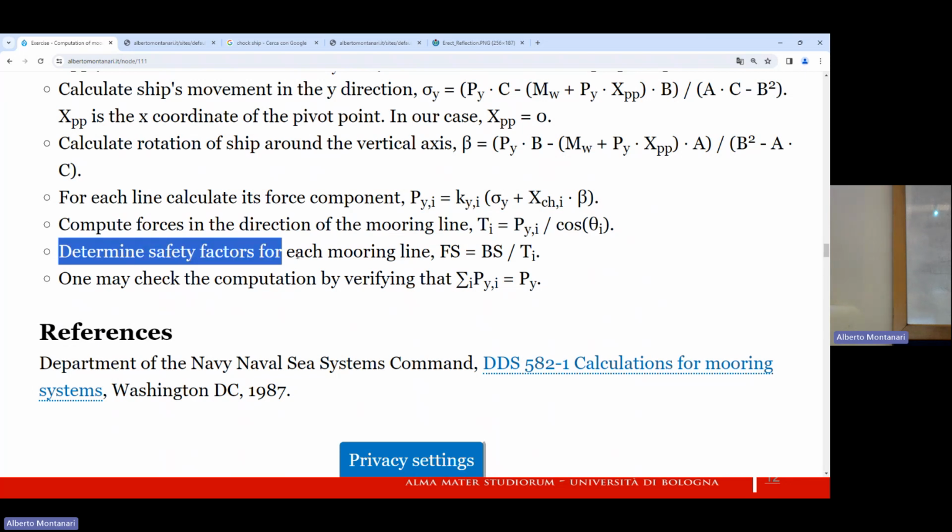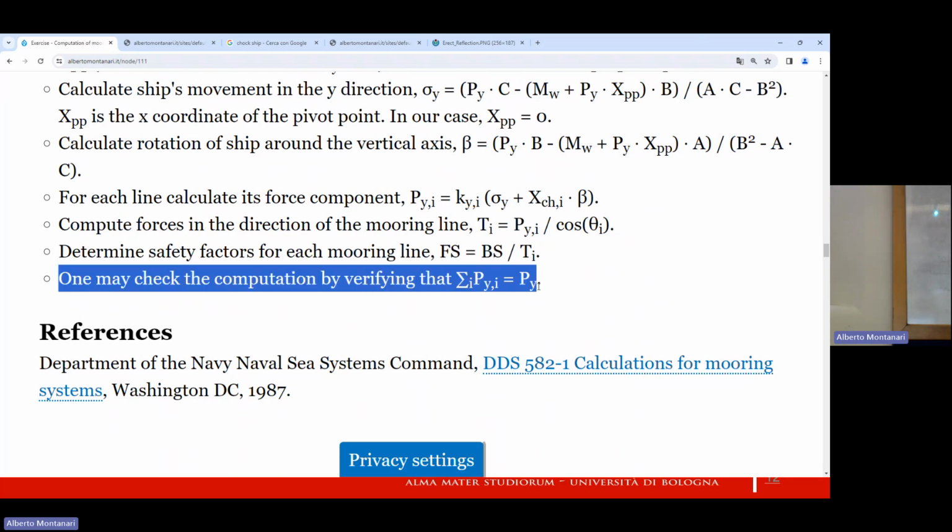And then determine the safety factor for each mooring line. Forcing should be not greater than break forcing divided by the safety factor. And we may check the computation by verifying that each of the components of the mooring line forcing in the direction of wind, the sum of each component is equivalent to the wind forcing.